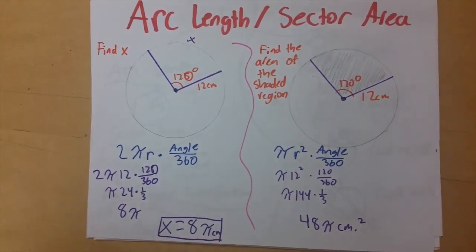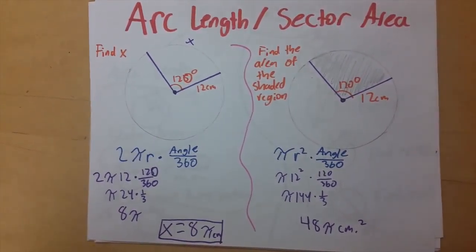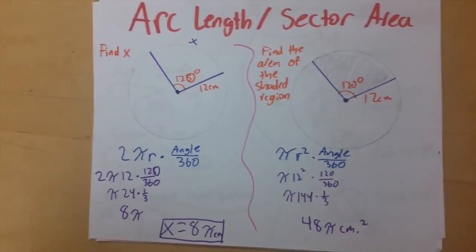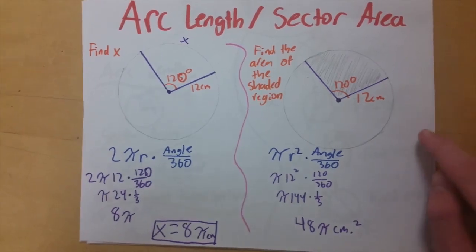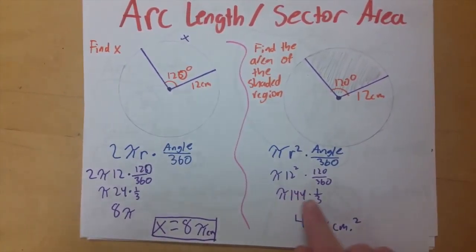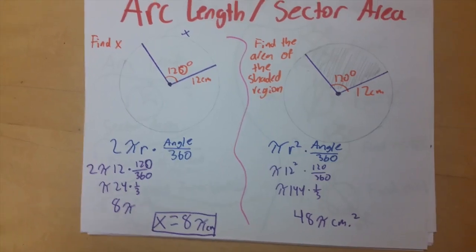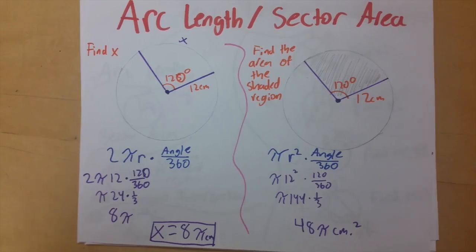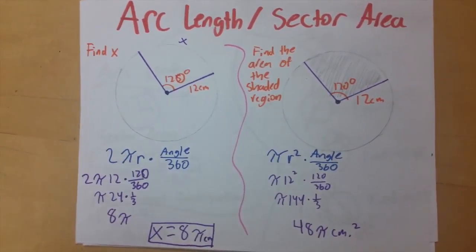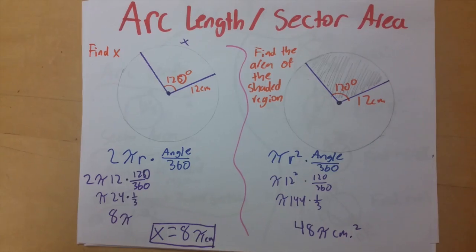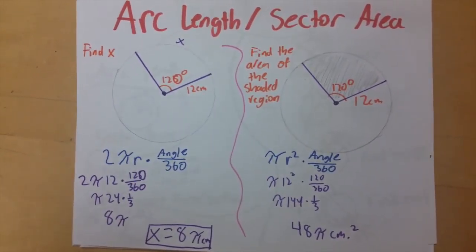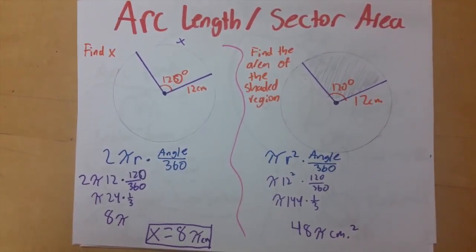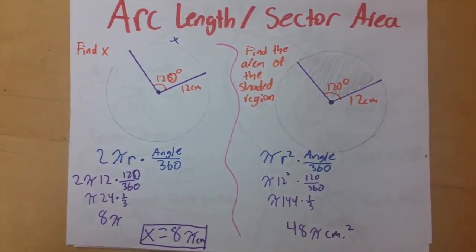Now sector area. To find the shaded region, the formula is pi r squared times angle over 360. So with the radius 12 and the given angle 120, your equation is pi times 12 squared times 120 over 360. If you square 12 and simplify 120 over 360, you're left with pi times 144 times 1/3, which gives you 48 pi centimeters squared as the answer.